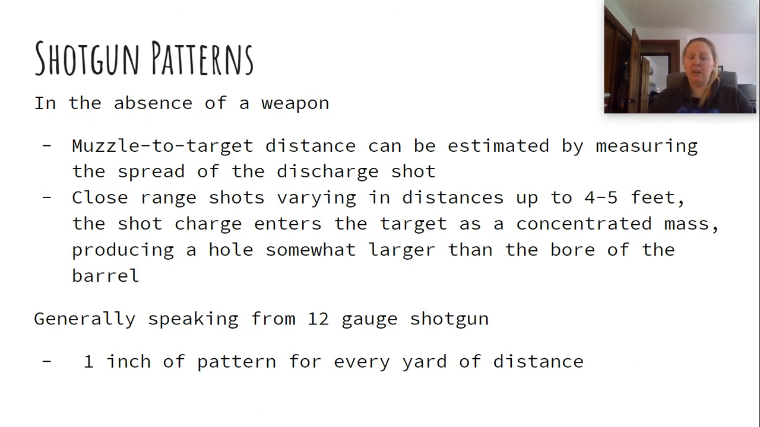In the absence of the weapon, muzzle-to-target distances can be estimated by measuring the spread of the shot. Close range shots vary in distance from 4 to 5 feet. The shot charge enters the target as a concentrated mass, producing a hole somewhat larger than the bore of the barrel. The general rule of thumb for a 12 gauge shotgun, which is your most common shotgun, is 1 inch of pattern is 1 yard of distance.